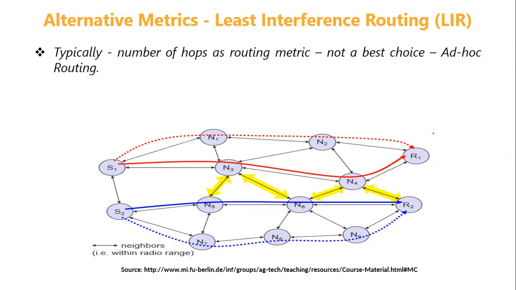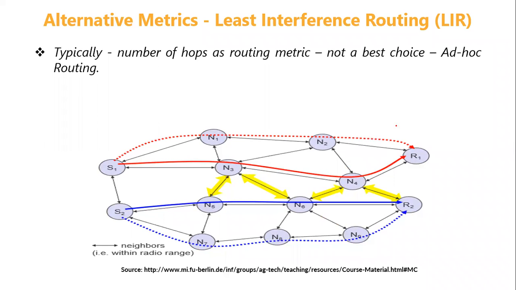Now let us discuss another algorithm, which uses some other metrics. In generic terms, it is called alternative metrics, and specifically, this algorithm is called least interference routing. Typically, any routing algorithm will consider the number of hops as the metric. To identify the best route, it will always try to identify the route with the least number of hops.